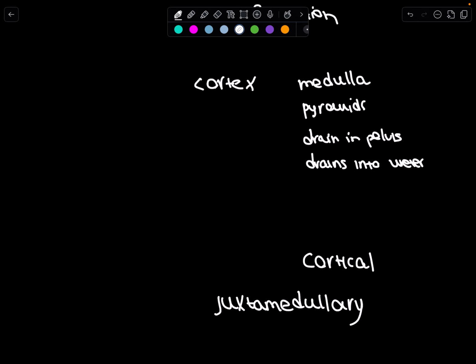Well, I would like to understand the blood supply a bit. Also, we have peritubular capillaries and vasa recta. What are these?